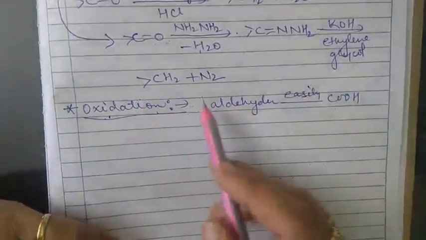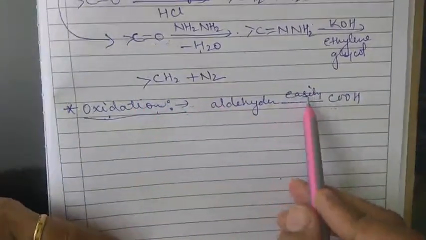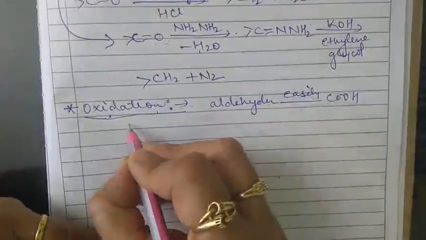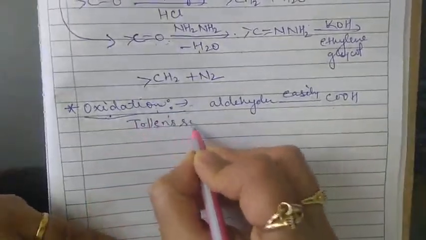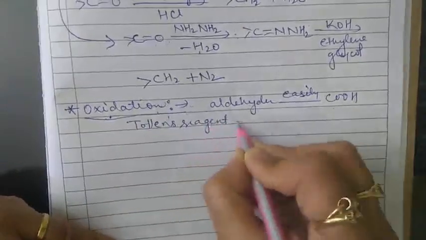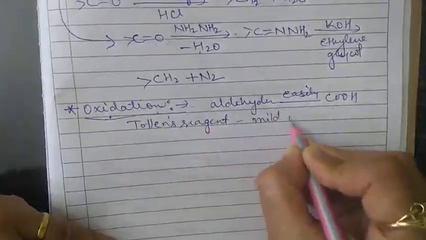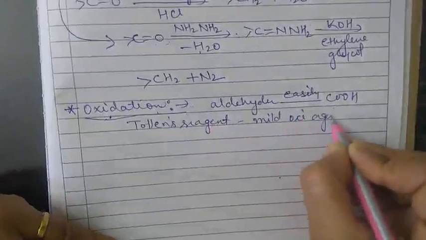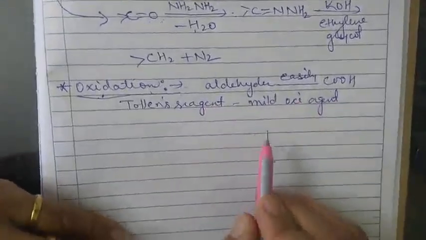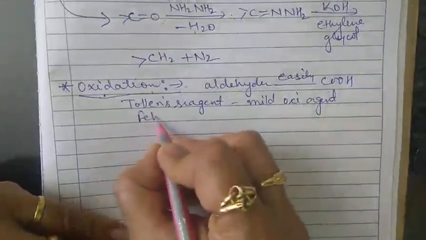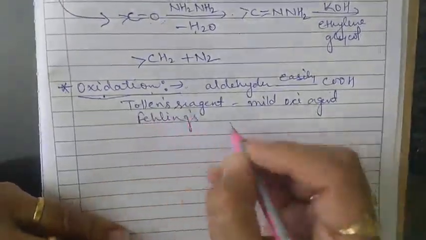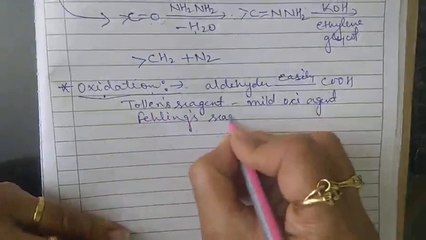Clear? Even mild oxidizing agents work, mainly the Tollens reagent. Tollens reagent is a mild oxidizing agent. Clear? And one more is the Fehling solution, Fehling's reagent.